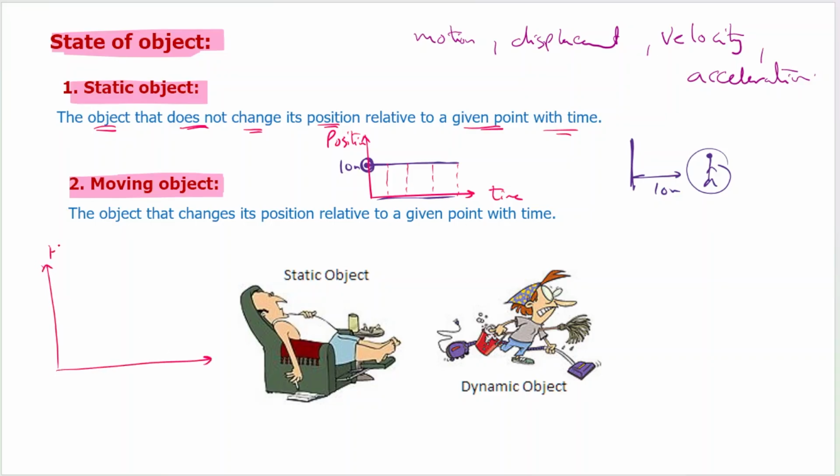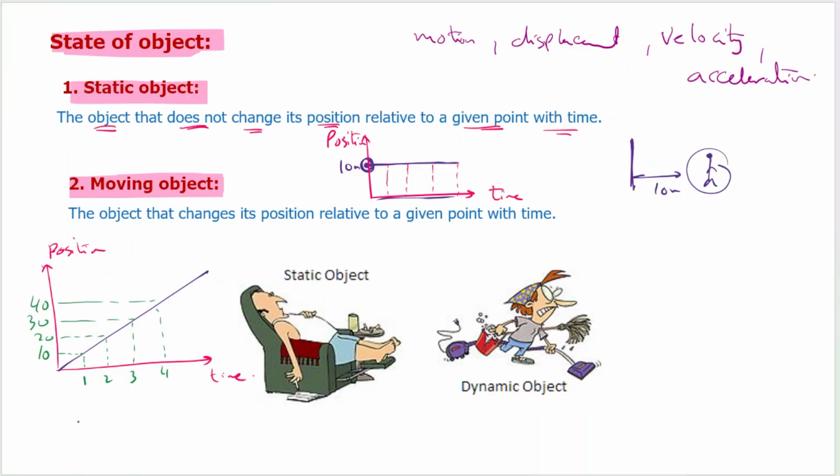But what's meant by a moving object? If this is the position of the object, and this is the time taken to move, and this is the relation between them, this means that this object is moving with uniform velocity. For example, during the first second this object covered 10 meters, after 2 seconds it covered 20 meters, after 3 seconds 30 meters, after 4 seconds 40 meters.